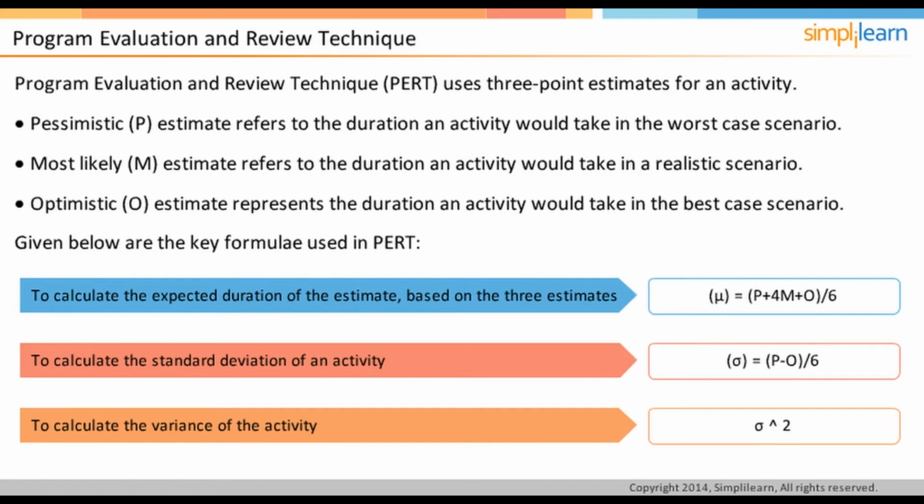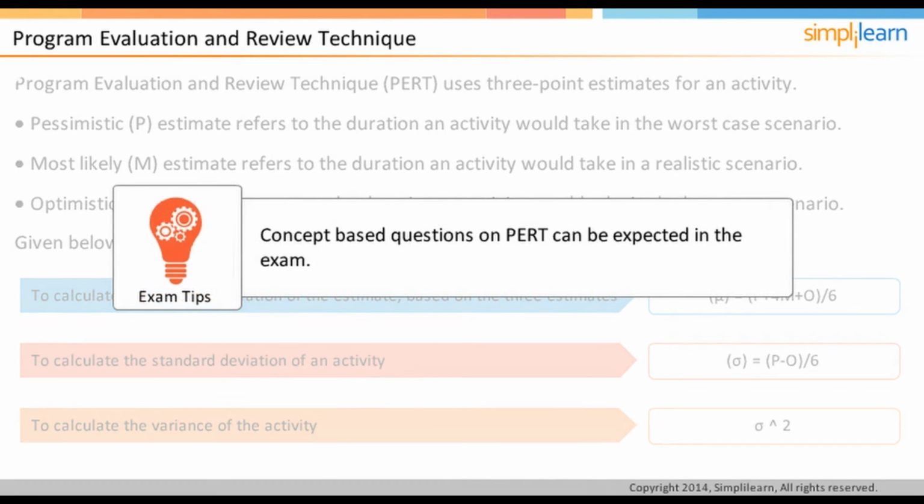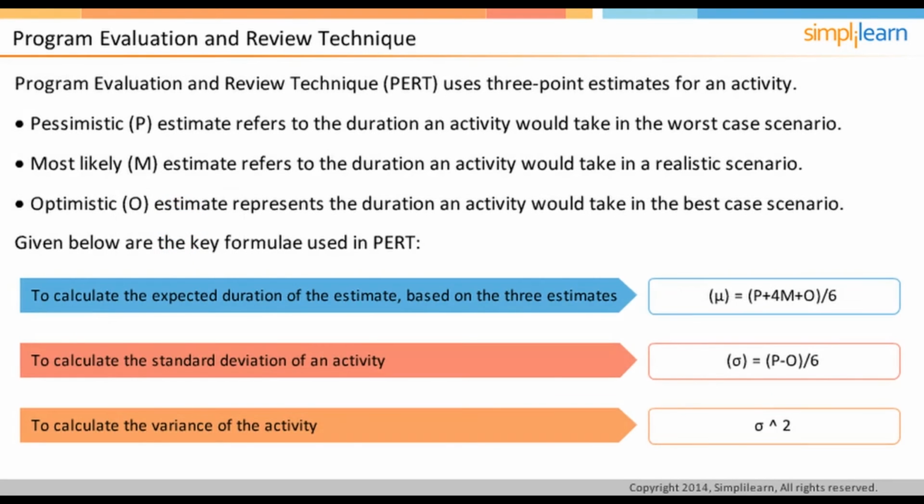There is no question asked on variance, but the formula is important because if the standard deviation of the whole project is to be calculated, the process is to calculate the variance of the whole project and then take its square root to calculate the standard deviation of the project. Concept-based questions on PERT can be expected in the CAPM exam, so make a note of the formula while you prepare for the exam. In the next screen, let us understand PERT with an example.